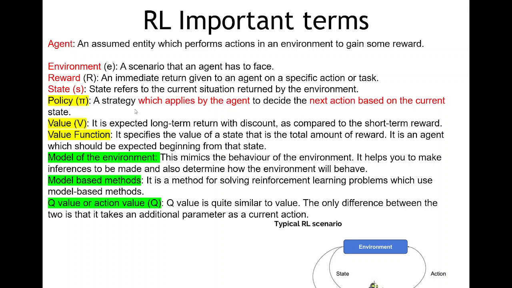A policy is a strategy applied by the agent to decide the next action based on the current state. As I have given you an example, if you have failed, then you should be thinking of the policy that you should be using for your next action. And your goal is, can I come out of this current state? Then comes the value. Value is the expected long-term return with discount, as compared to the short-term reward. The long-term return here is that you should have your master's degree sorted out. The value function specifies the value of a state, that is, the total amount of reward an agent can expect beginning from that state.